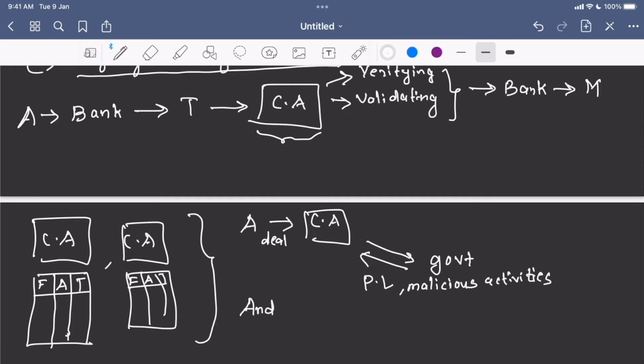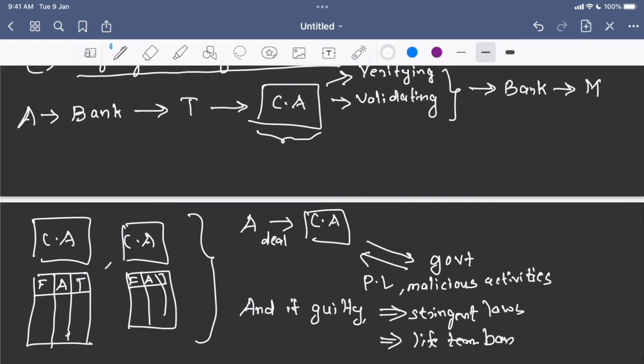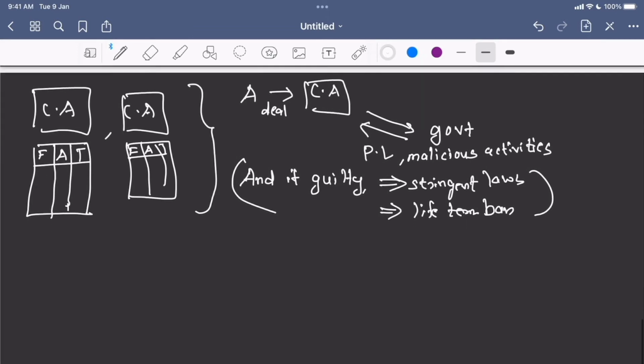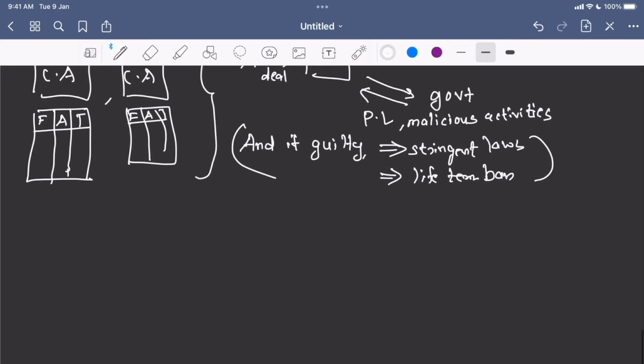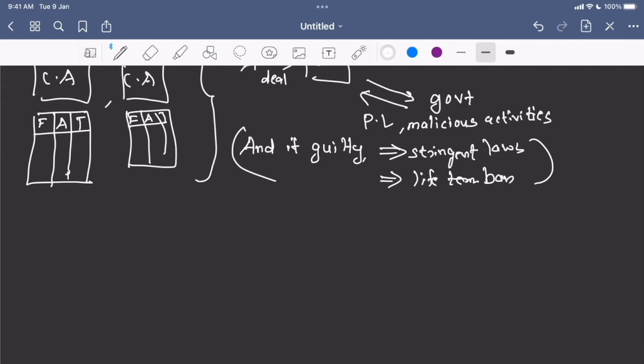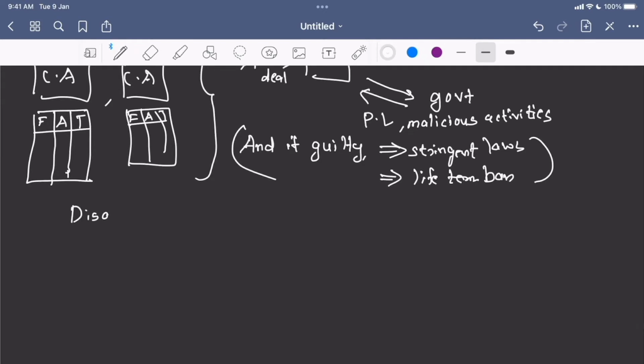And if found guilty, there are stringent laws and it can even lead to a lifetime ban. So as a result, due to these stringent laws and lifetime ban, the central authorities generally do not indulge in any malicious activities. So consumers can trust them easily. But there are some issues with central authorities, like there are some disadvantages. Let's see what the disadvantages are.